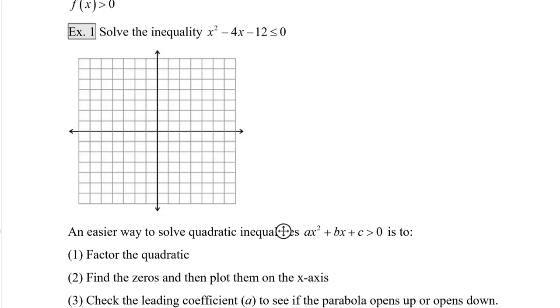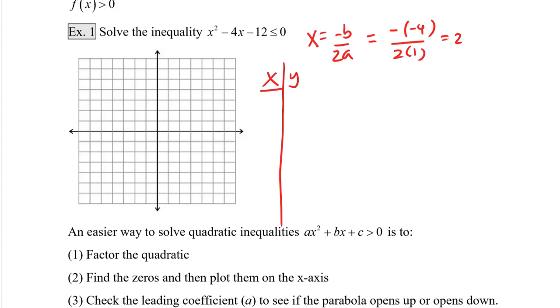So to graph a quadratic, we need to make a table of values. And we want to do that first by locating the vertex. We know the vertex is at x equals negative b over 2a. In this case, b is negative 4 and a is 1, so 4 divided by 2 is equal to 2. So we'll make a table of values. Normally we would plot the vertex and 2 points to the right and 2 points to the left of the vertex. So we'll start with that.